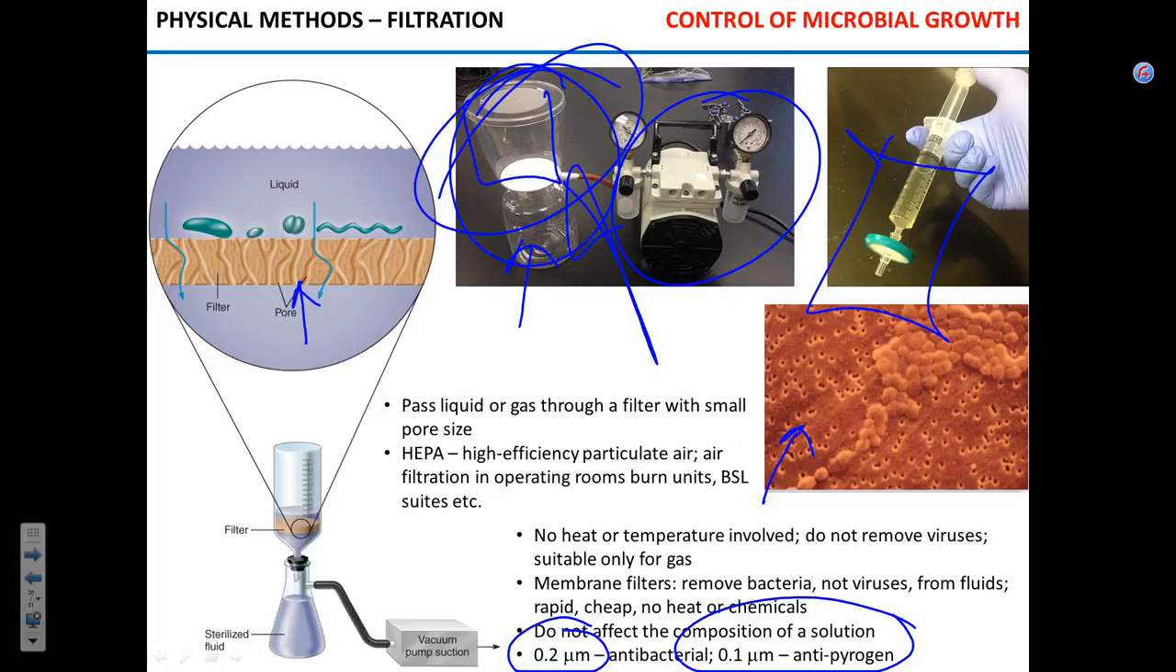Okay. Air is handled through the high efficiency particulate air filters, HEPA. Things like burn units or BSL 3 and 4 facilities have HEPA filters. So burn units for the inlet air, BSL facilities for the outlet air. Does that make sense? Now, you have HEPA filters at home. Vacuums use HEPA filters. They're not as fancy as the ones that you saw in that movie, but they will still filter out fungi, fungal spores, bacterial cells. So the air that comes out is pretty good. Okay?